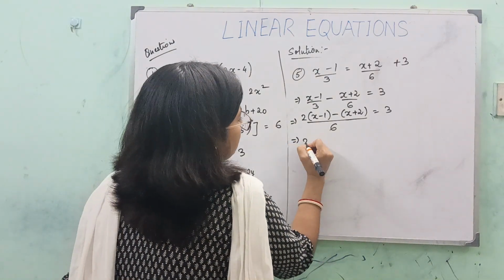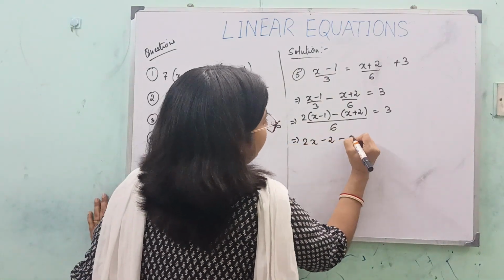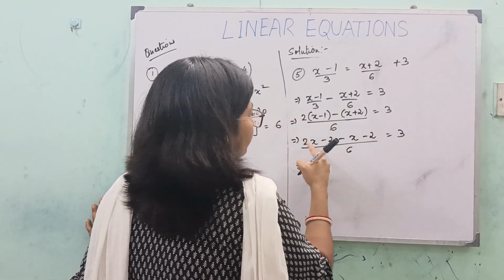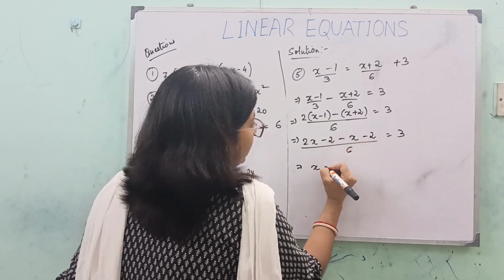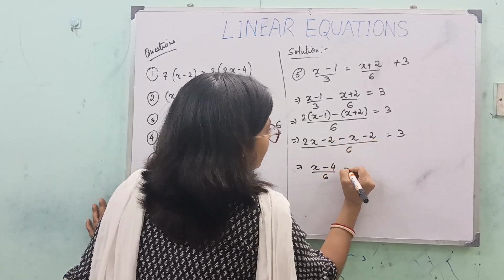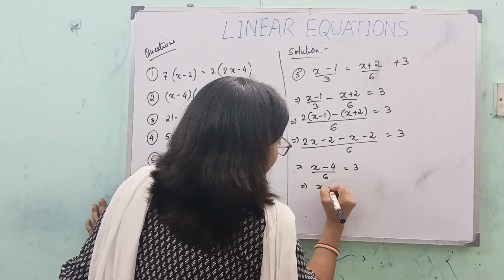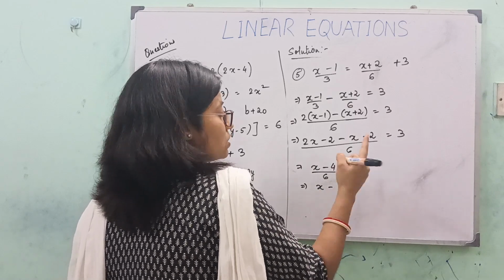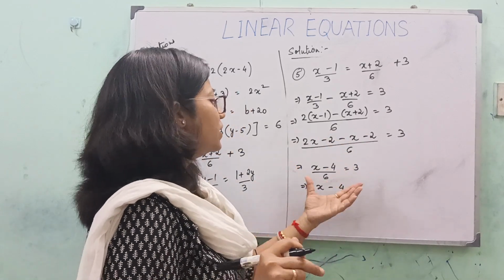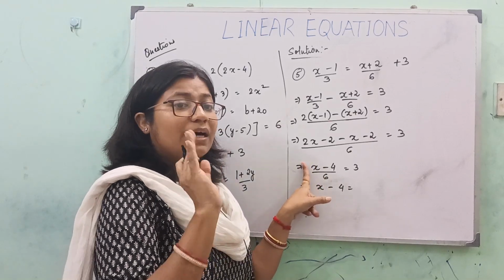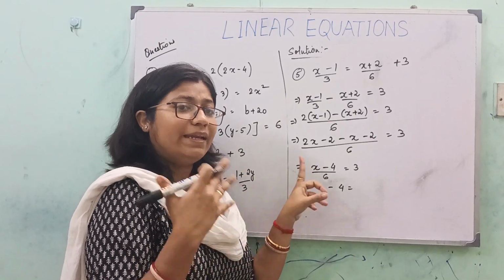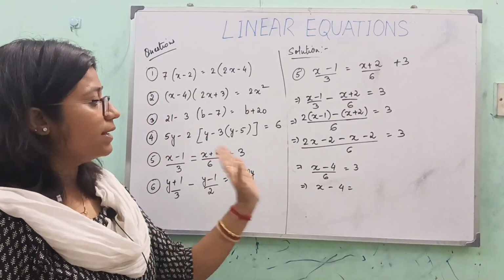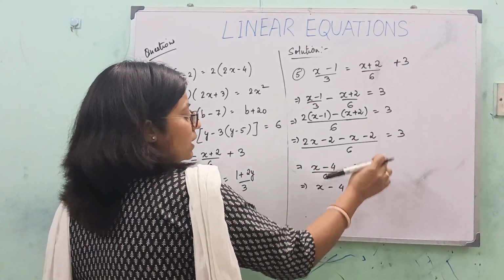Now remove the brackets. This becomes (2x minus 2 minus x minus 2) by 6 equals 3. So here we have 2x minus x is x, minus 2 minus 2 is minus 4, by 6 equals 3. So (x minus 4) by 6 is equal to 3. Now 6 is in the division form, so 6 goes over here, because I have told you our objective is to only keep the x, or the unknown, whatever variable it is, x, a, b, c, d, on one side, and the rest have to be shifted. So first we will shift the 6 to that side.